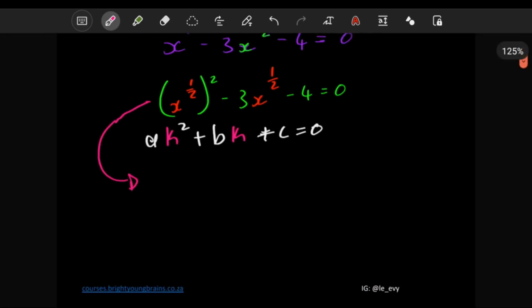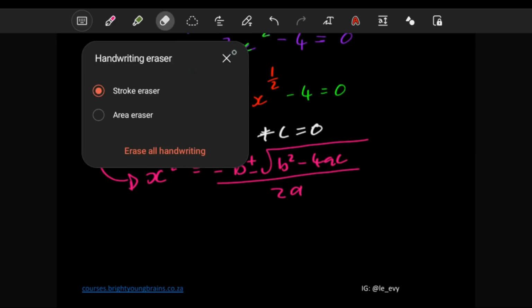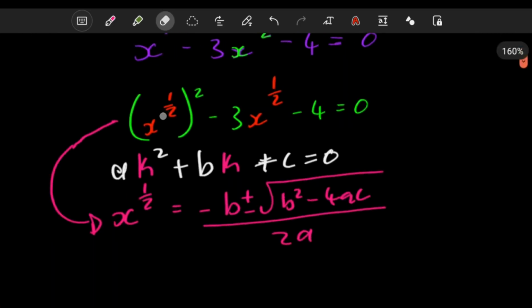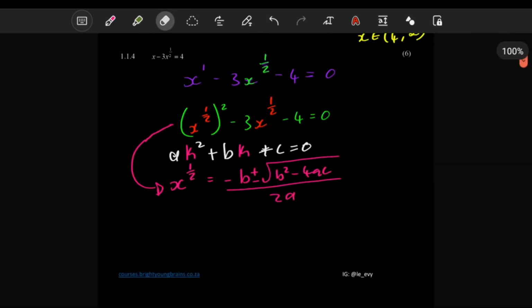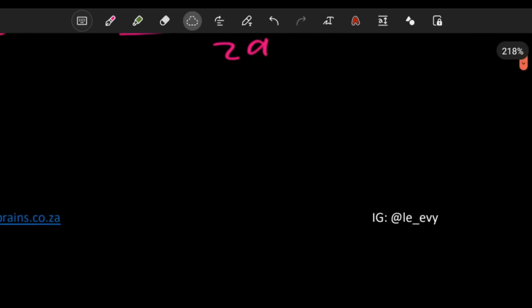Using the quadratic formula, you already know that x to the power of a half is equal to minus b plus minus the square root of b squared minus 4ac, over 2a. How do you know that? Well, because of this variable: this variable over here is squared, and this one here is not squared. But then, yeah, I think you get the idea. I really think you get the idea.